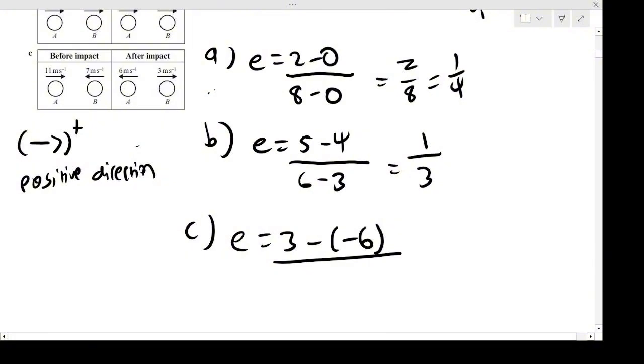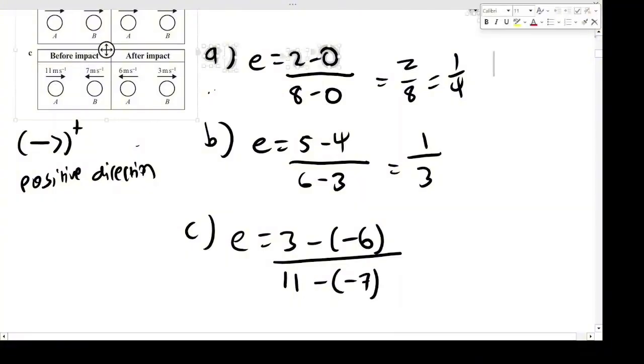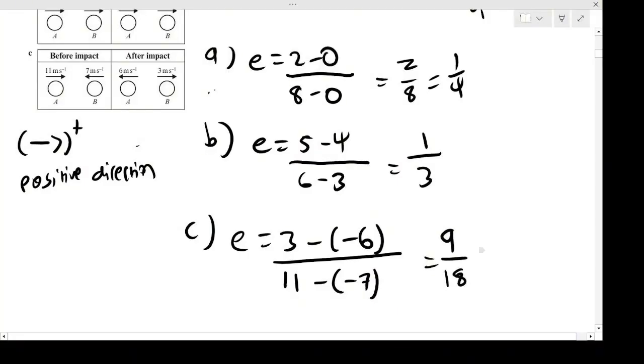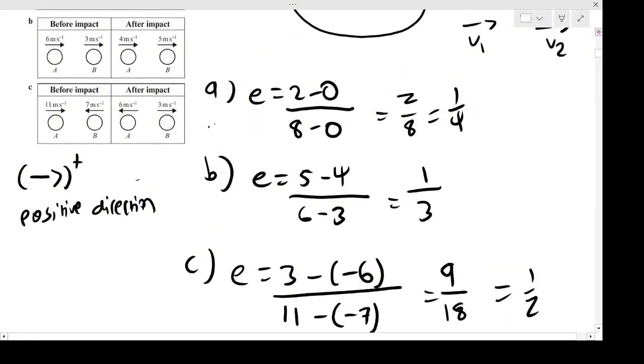Okay. And then we're going to do U1 take away U2, where U1 is going to be 11. That's going to be positive. It's going to the right, take away U2. Now that's 7, but that's going to be in the negative direction. So we have to do a -7. So we get double negative, right? So if we simplify this, we get 3 add 6, which is 9. And then 11 add 7, which is 18. And that simplifies to a half. Okay, and there we are. And that's how you calculate E.